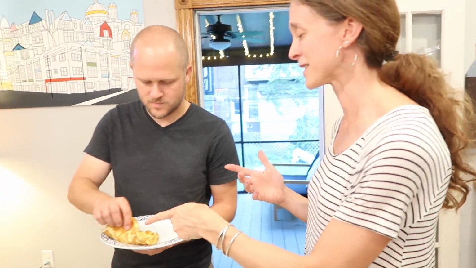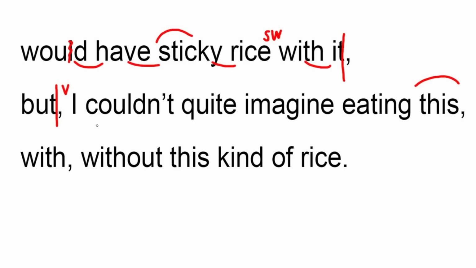Quite imagine eating this. Couldn't quite. You can link the ending N right into the K sound while dropping the T. Couldn't quite. Or you can make a little stop in your throat. Couldn't quite. To signify the T there. Either one is okay. And just like with would, the L in could is silent. Both of these have the as in push vowel. Would, could, couldn't. But I couldn't quite imagine eating this.